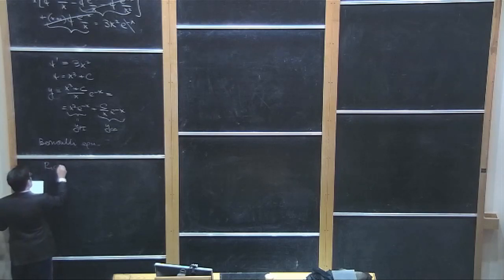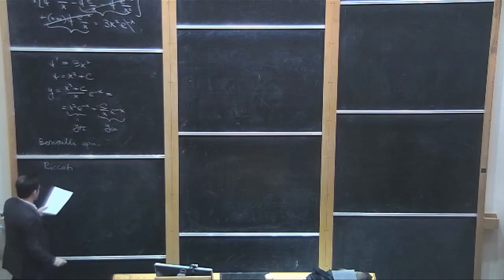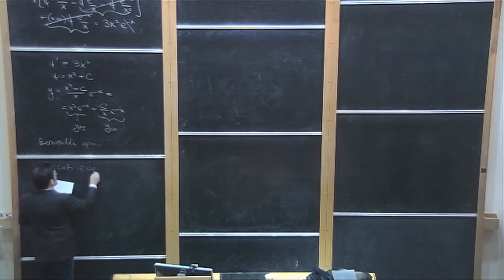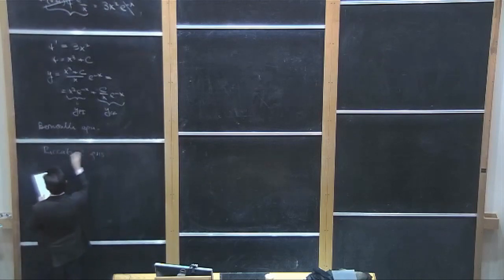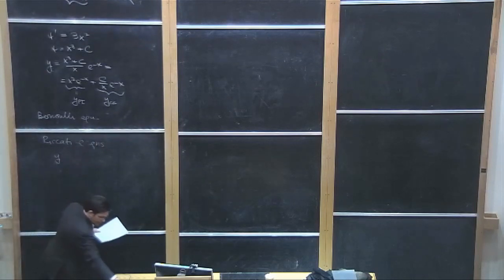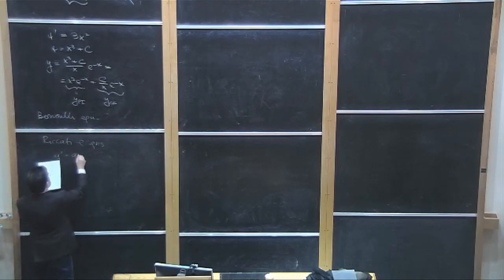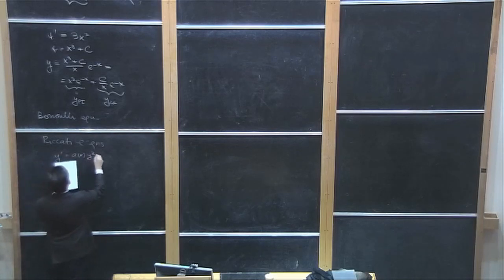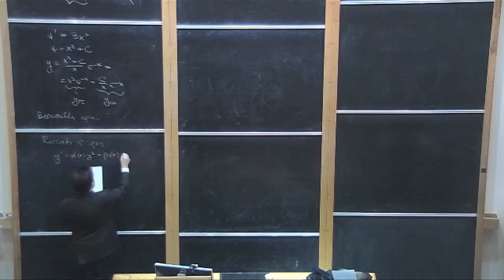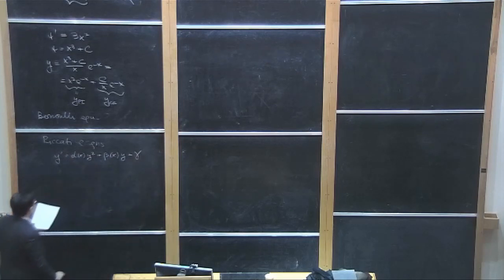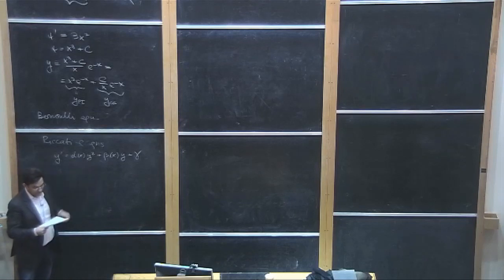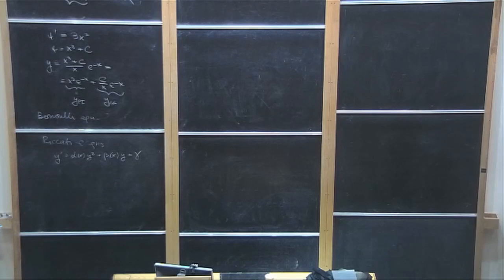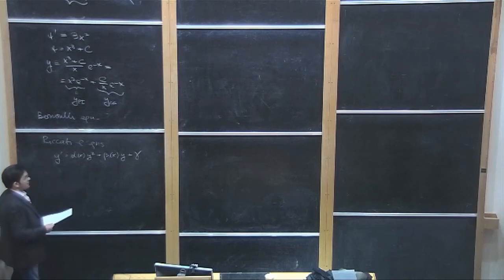There are also equations of more general type called Riccati equations, whose general form is like this. So it's y prime equals alpha of x y squared plus beta of x y plus gamma. They're nonlinear because of y squared. So these equations, generally speaking, are unsolvable in quadratures.